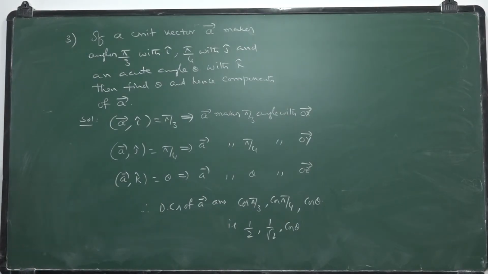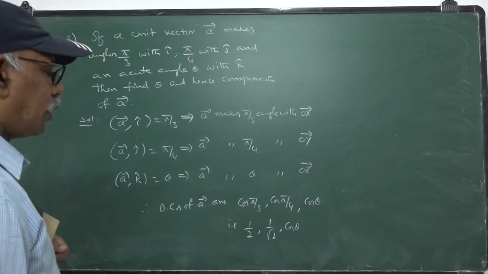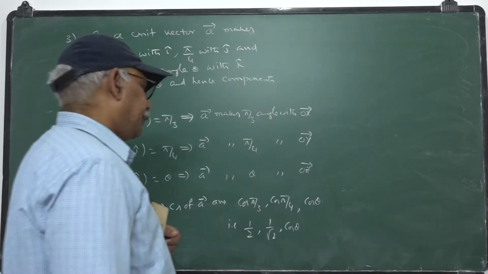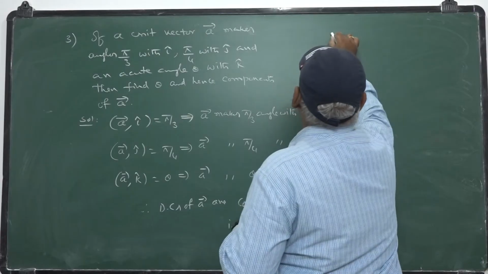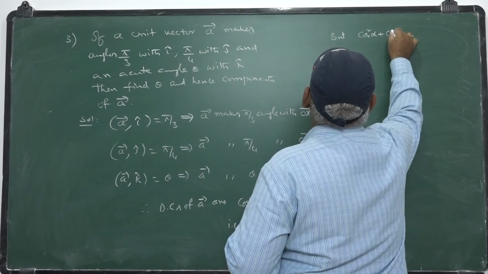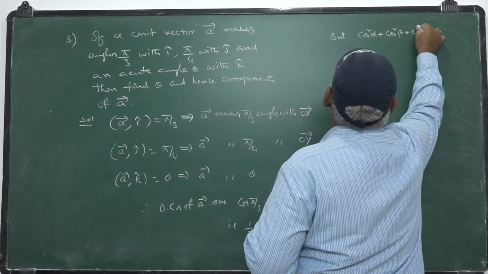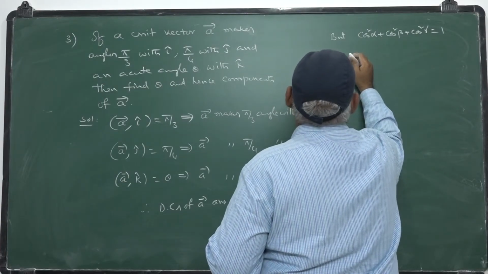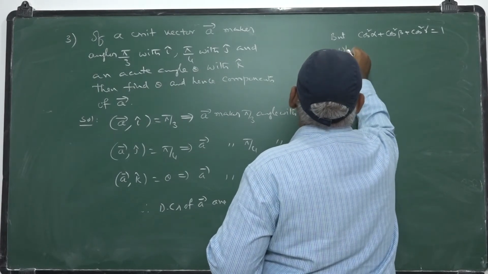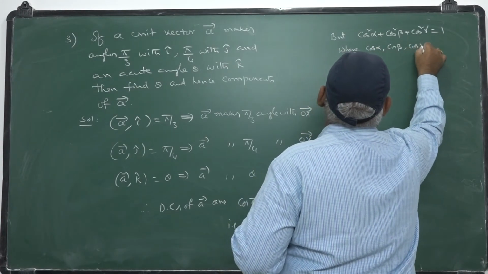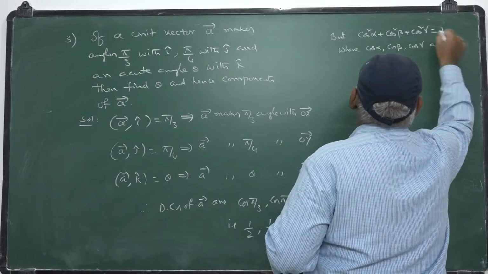Direction cosines of the vector A bar are given by cos pi by 3, cos pi by 4 and cos theta itself. But cos square alpha plus cos square beta plus cos square gamma is 1, whenever cos alpha, cos beta, cos gamma are direction cosines. This is already known to us.